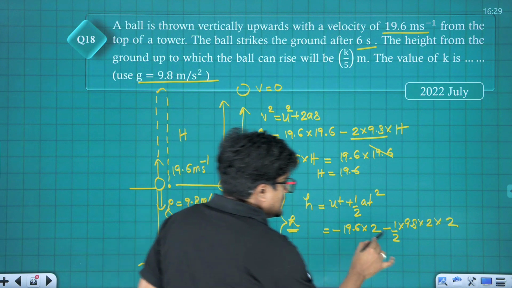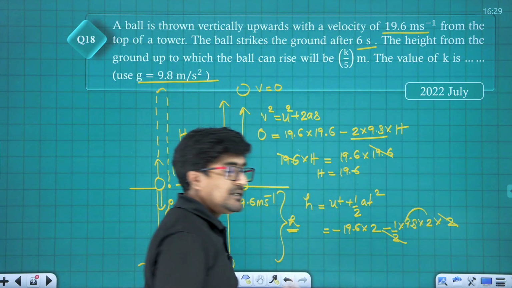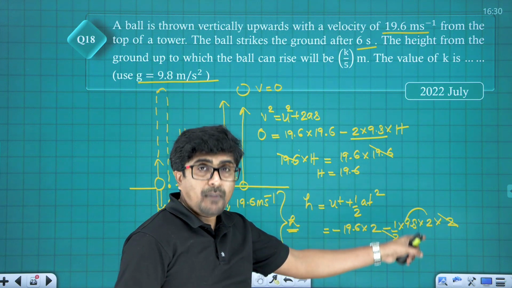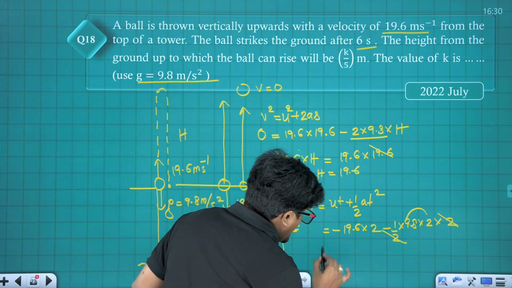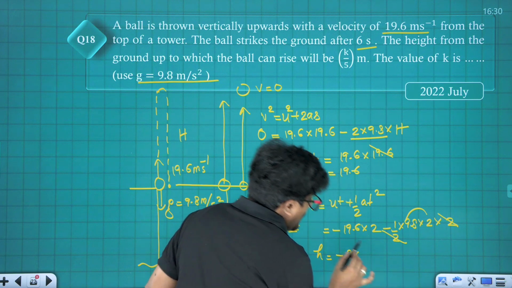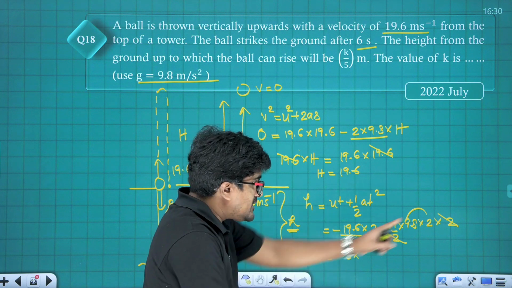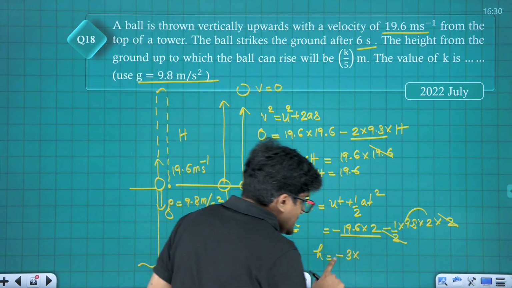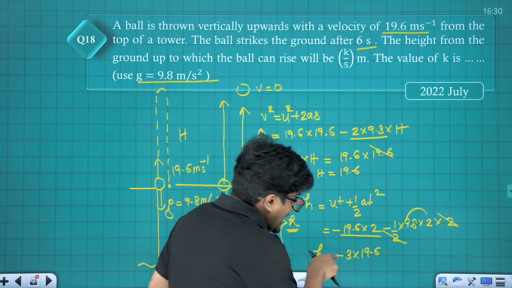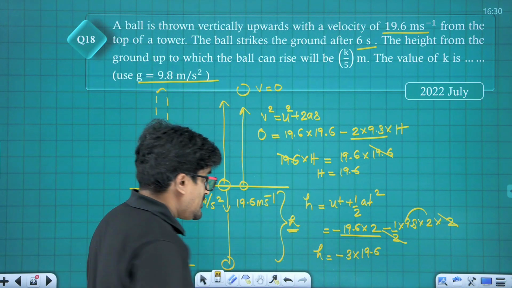Of course this one and this one will cancel each other. 9.8 into 2 is 19.6. Here I have got minus of 2 into 19.6, minus of 19.6. So basically I am going to get minus of 3 into 19.6, where this is 2 times 19.6 and here I have got 19.6. This negative sign says that the body is traveling in the downward direction from the origin.